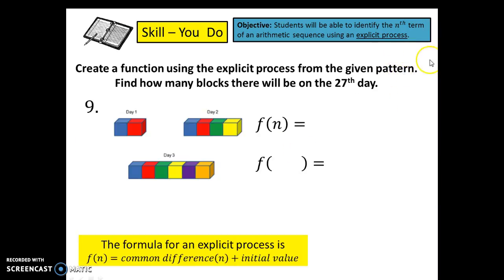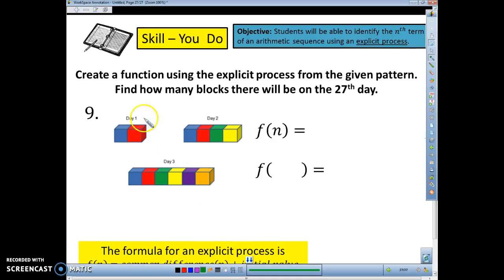Lastly, we can go ahead and do this with blocks in this pattern as well. We'll see other visual examples. But at day 1, we're given 2 blocks. Day 2, there are 4 blocks. And at day 3, we have 6 blocks. So if you can tell, we're adding 2 blocks every single day. So 2 is my common difference. And notice this is day 1, so I need day 0. Well, if I'm adding 2 blocks every day, notice in day 0, we had no blocks. That's a bummer. So your initial value is 0.